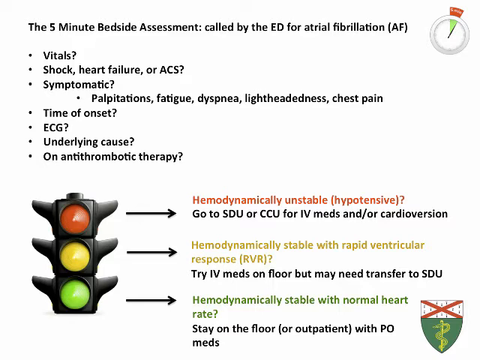Based on the responses to those questions, you can then triage the patient. So patients who are hemodynamically unstable, meaning they're hypotensive, should go to the step-down or CCU for IV medications and possibly cardioversion. Patients who are hemodynamically stable, but with a rapid ventricular response, or RVR, can be medicated initially on the floor with IV medications, but may need transfer to the step-down unit. Patients who are hemodynamically stable with a normal heart rate can likely remain on the floor or even be managed as an outpatient with oral medication.